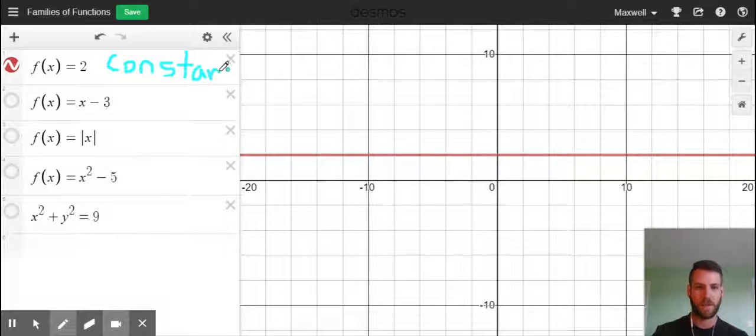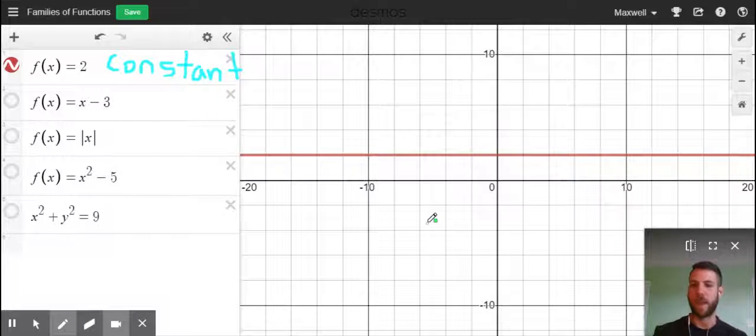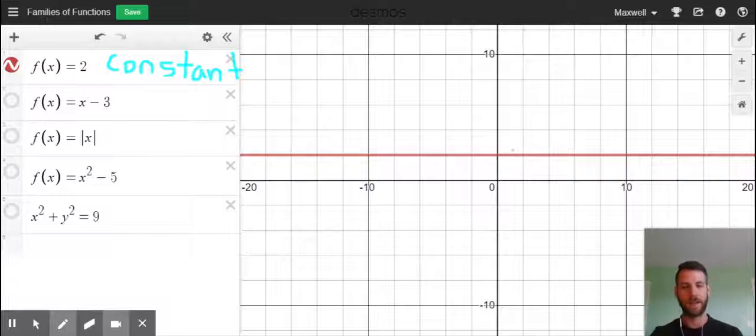All constant functions, all members of this family, are going to be straight horizontal lines. If you had a straight vertical line, that would not be a function. It would fail what is known as the vertical line test because there are multiple different y's for only one x.